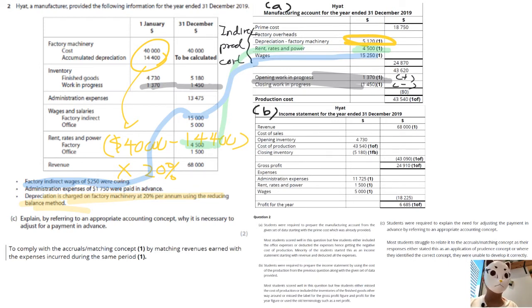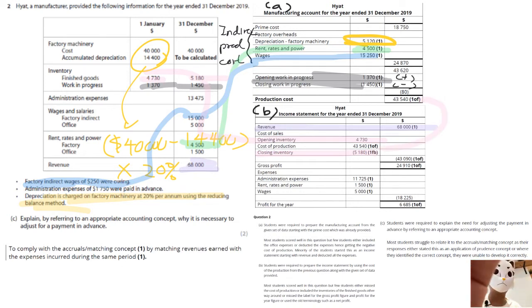Next we are going to move on to the income statement. For the income statement, we will start with the revenue. The revenue would be 68,000. Next we are going to do the cost of sales. First of all, we need to put down the opening inventory 4730, and the closing inventory 5180. So where can you grab the cost of production? Yes, from here, from part A.